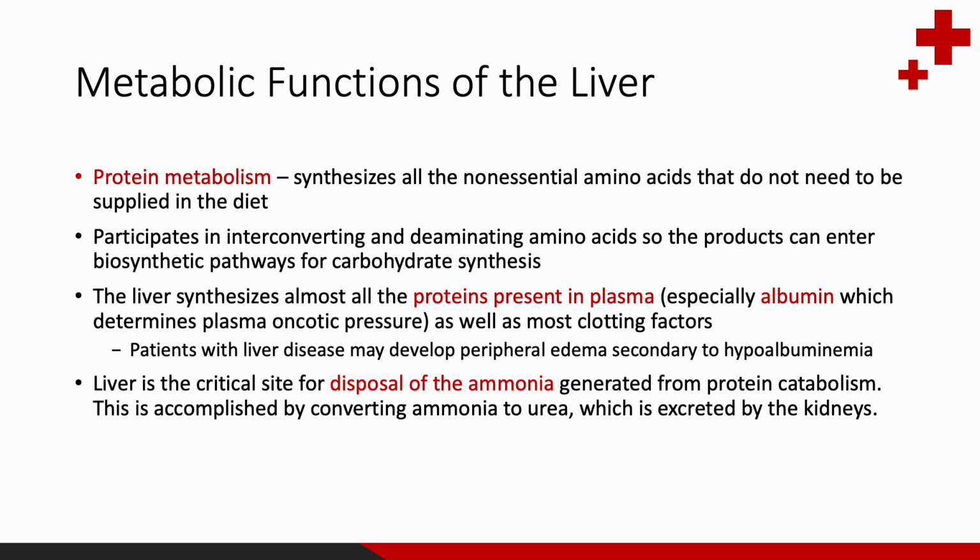With the exception of immunoglobulins, the liver synthesizes almost all the proteins present in plasma, especially albumin, which determines plasma oncotic pressure, as well as most clotting factors. Hence, those with liver disease may develop peripheral edema secondary to hypoalbuminemia. Finally, the liver is a critical site for disposal of the ammonia generated from protein catabolism. This is accomplished by converting ammonia to urea, which is excreted by the kidneys.